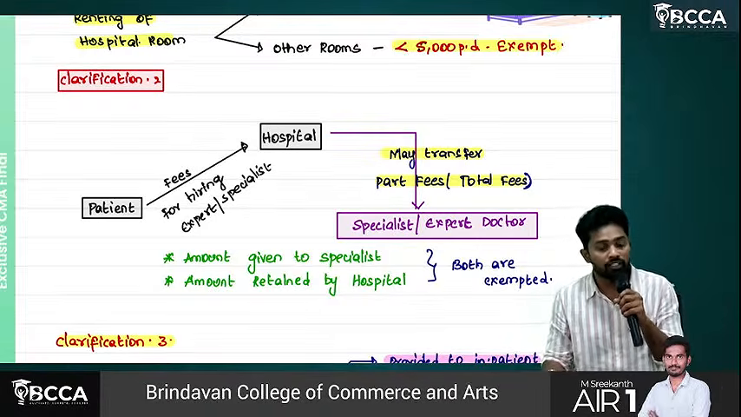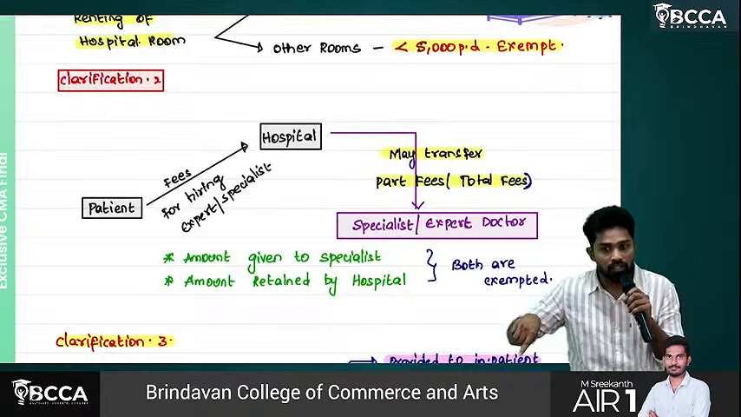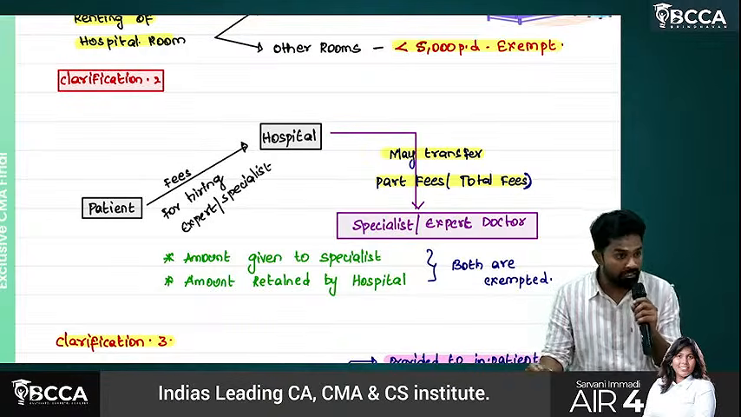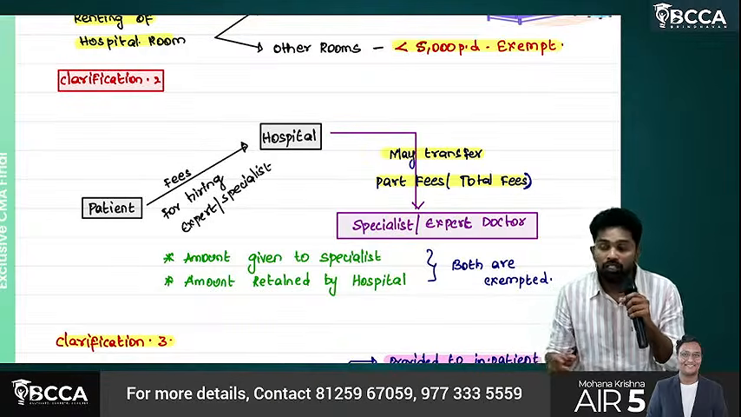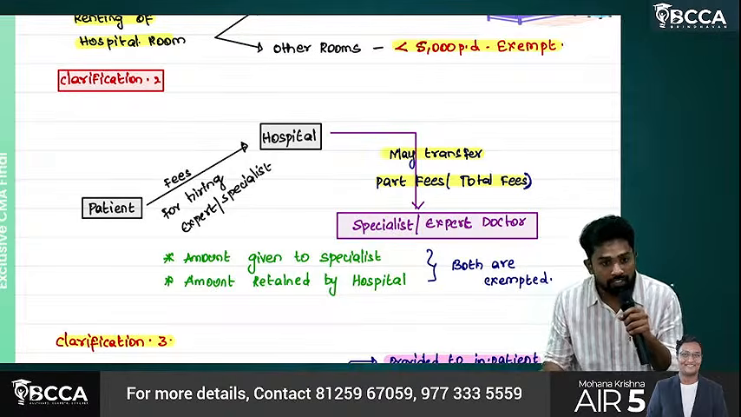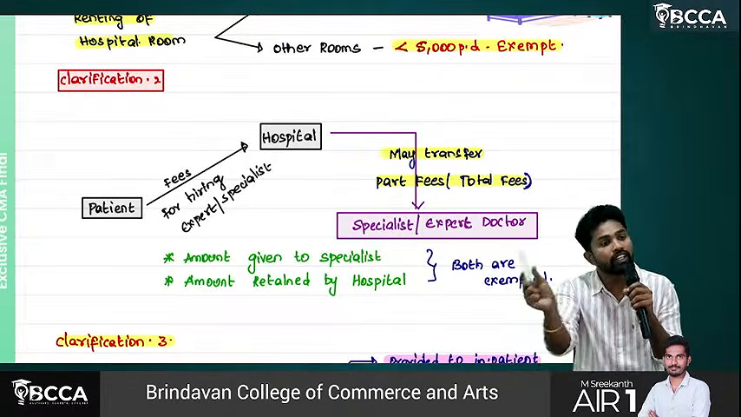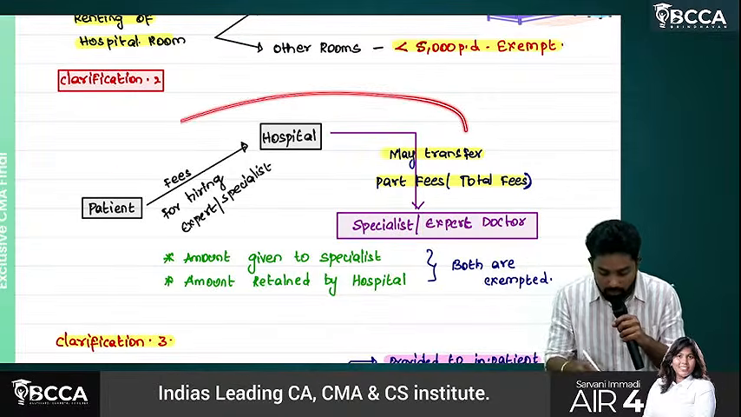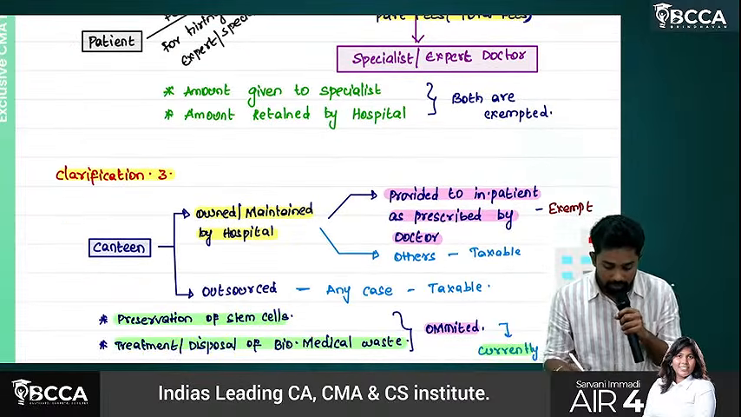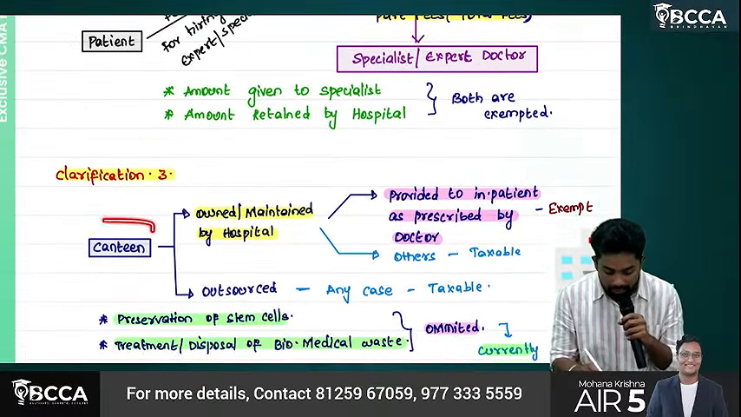Hospital retained 1 lakh. Why did it retain 1 lakh? Sir, when that expert doctor comes, all the helping staff, the junior doctors and the infrastructure, everything is provided by whom? The hospital only. For that, it can take the other 1 lakh. Hence the total amount is what? Exempted.